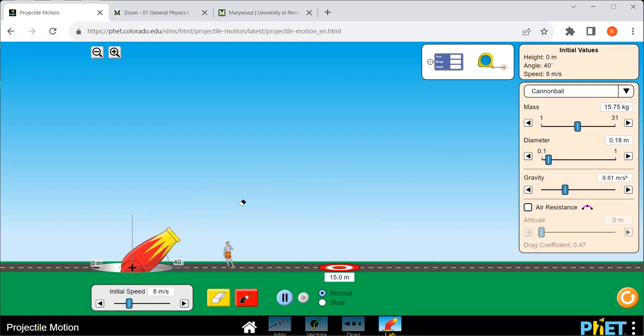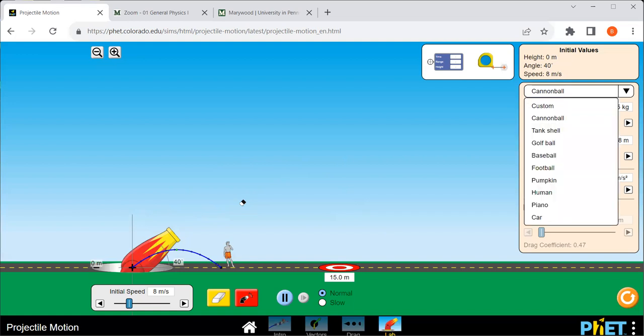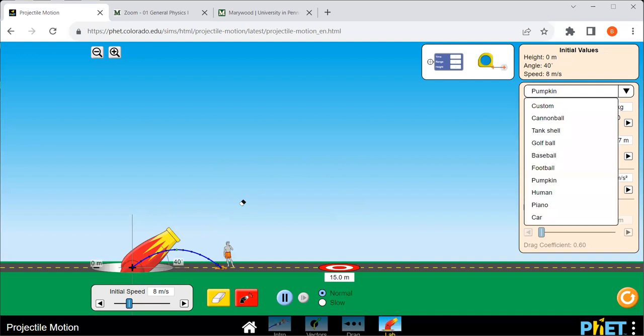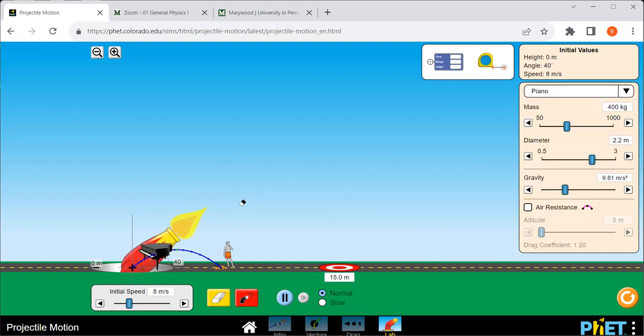Okay, small value. So now I fire it. So it's a cannonball. Okay, so I fire it. So I got here. Now, if I change it, let's say I am using a pumpkin. You see the pumpkin hits exactly at the same point. If I use a piano, you will see that it is hitting at the same point. So when we neglect the air resistance, it is possible.